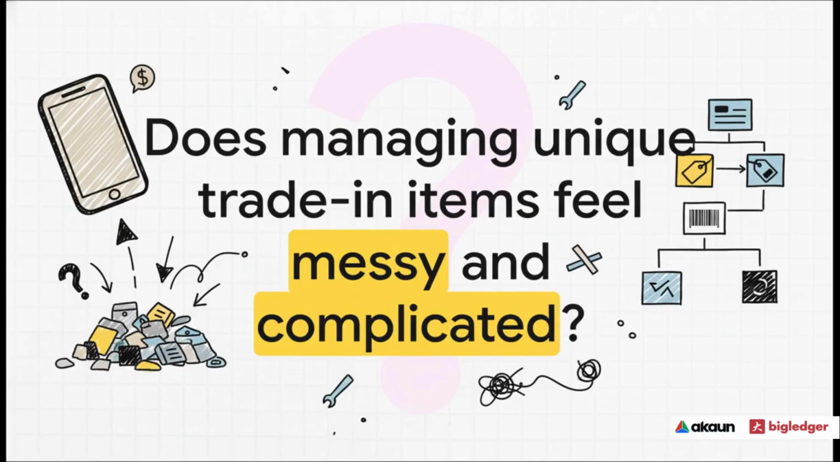A customer trades in a used phone, you give them some store credit, and now you're stuck with this unique item. What do you even do with it? How do you track it without having to create a brand new product code just for this one phone? Yeah, it can get messy and really, really fast.